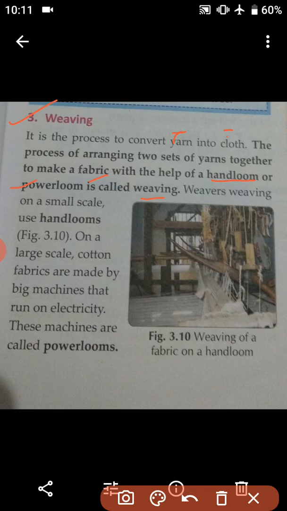Weavers weaving on a small scale use a hand loom. On a large scale, cotton fabrics are made by big machines that run on electricity. These machines are called power looms.